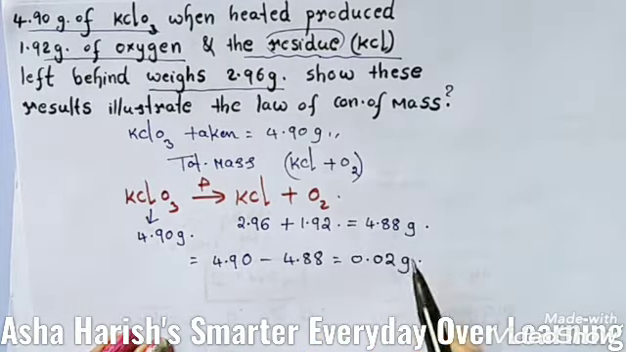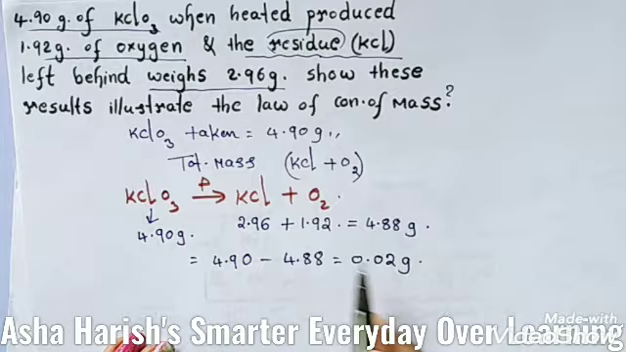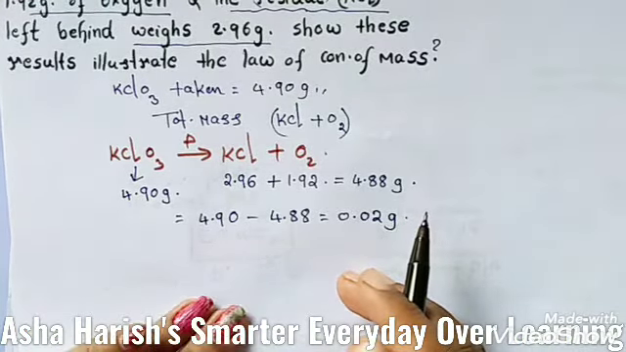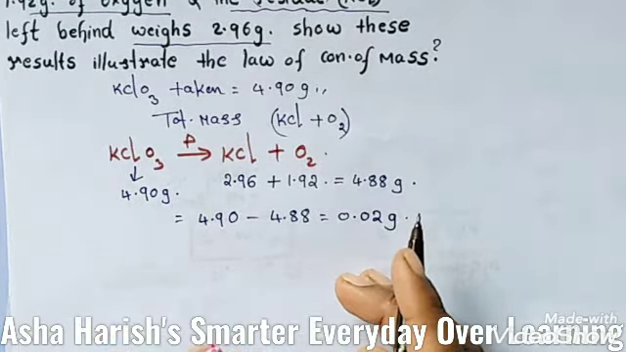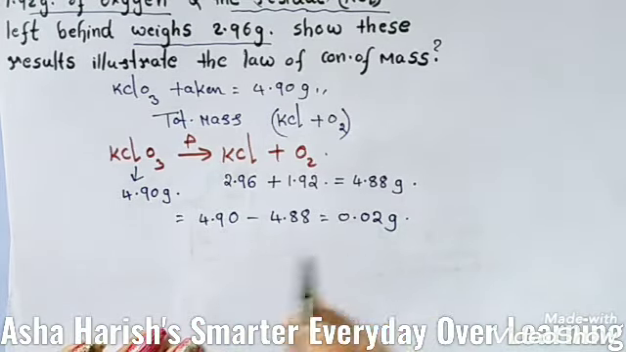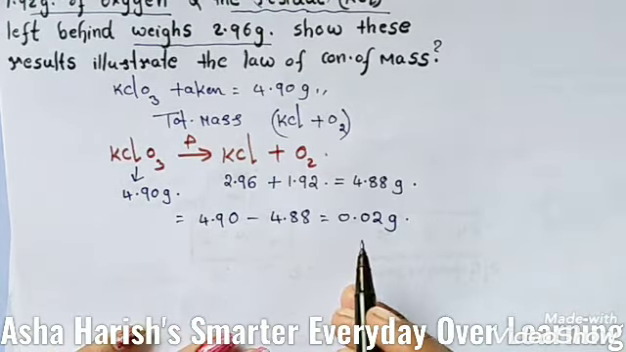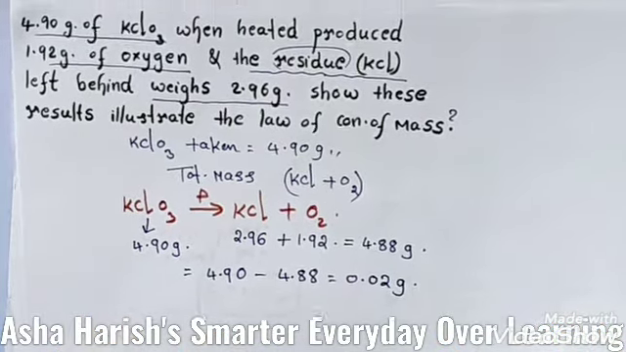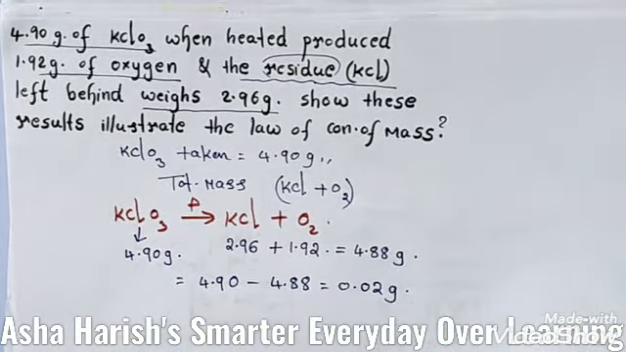0.02 grams, this is the difference between the mass of the reactants and the products. The small difference may be due to experimental error. So, does the law of conservation of mass hold good within the experimental errors also? Okay students, this is about the first example. Now let's see the second example.